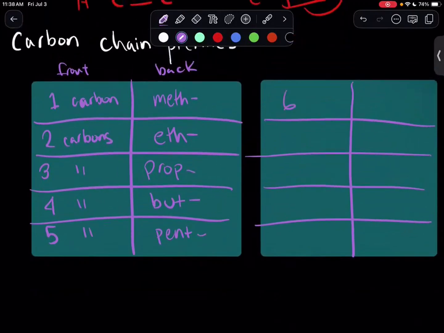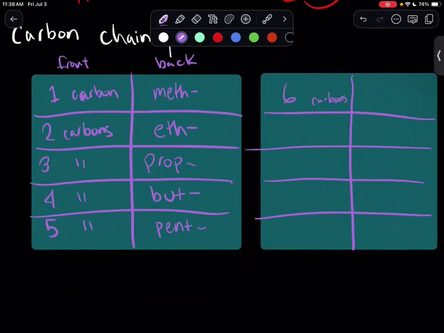6 carbons, we use the prefix, you would think 6 carbons, you can probably guess is hex. 7 carbons is not sept, it's hept.